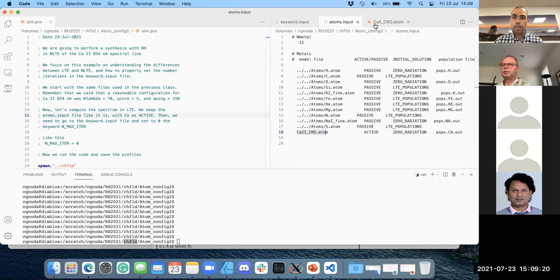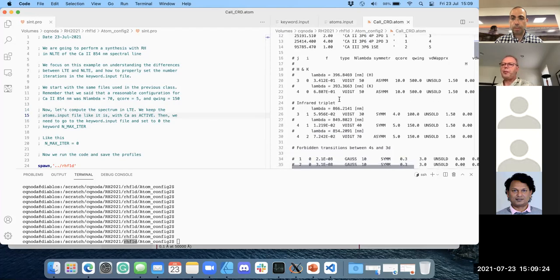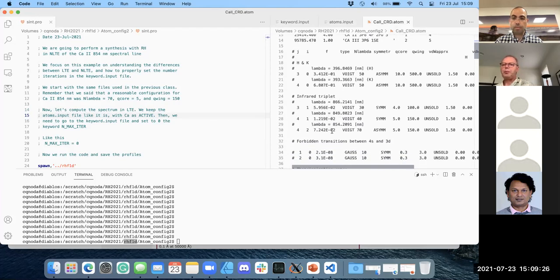And also we are going to use the same configuration that we had last week, that we said was a reasonable one, where we put 70 wavelength points and we distributed them in a linear way with this Q core of 5. Remember that this can be translated to wavelength with the equation from last week. And then we reach in Q wing until 150. So this is the same as last week.